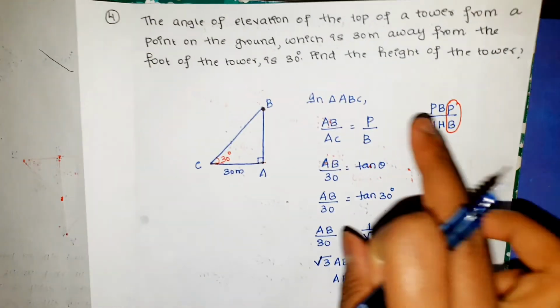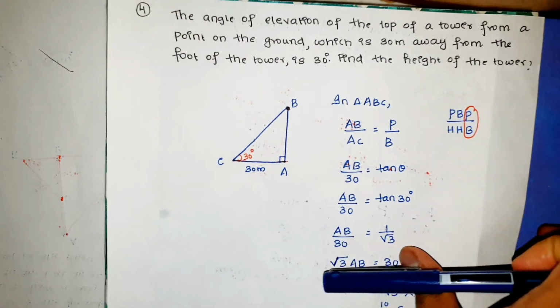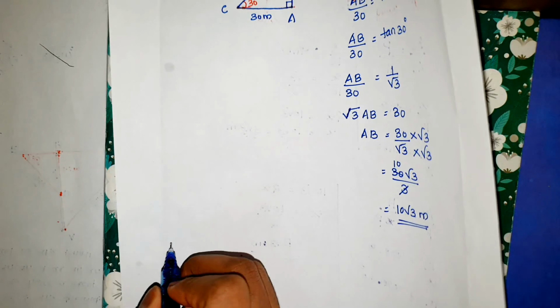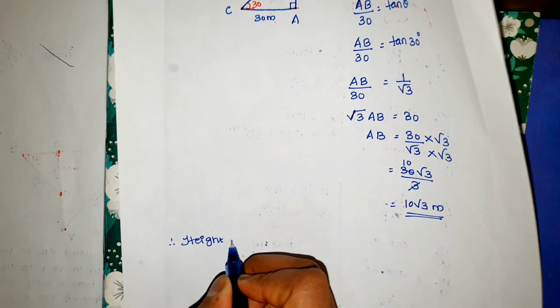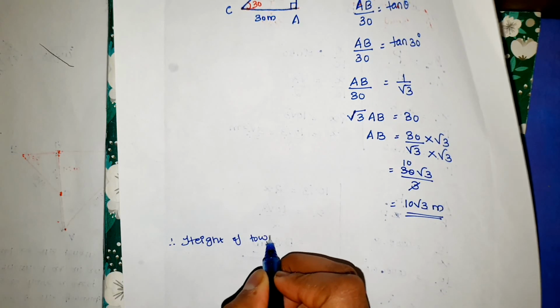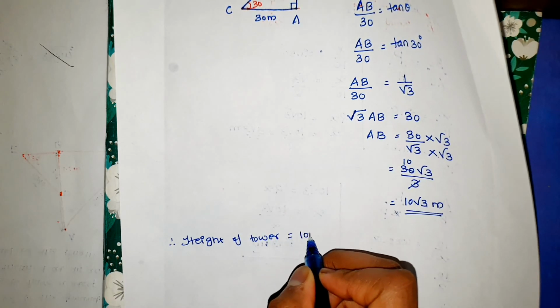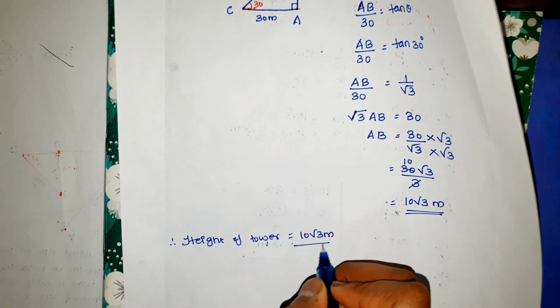Therefore, the height of the tower is equal to 10 root 3 meter.